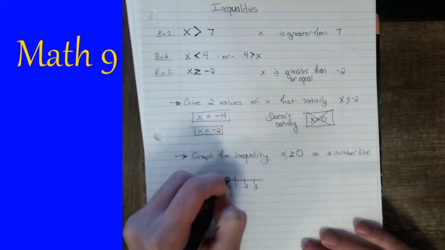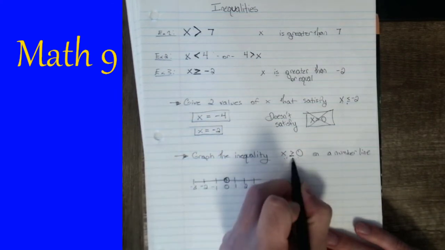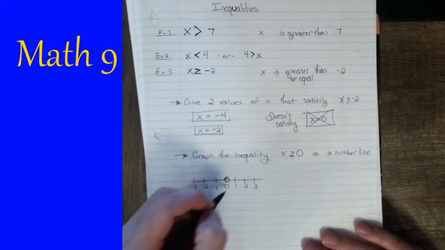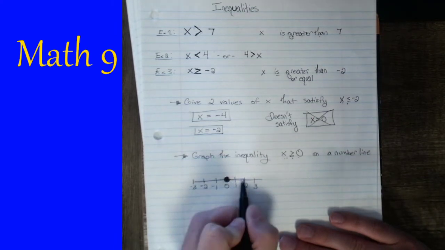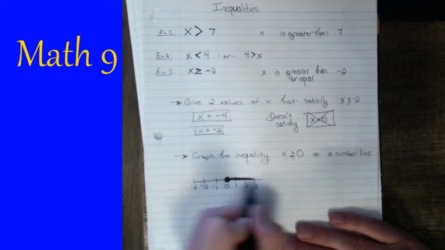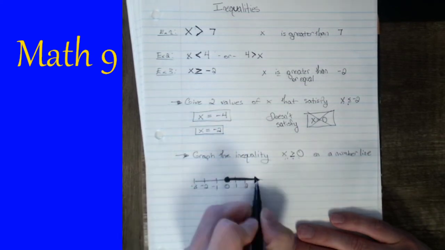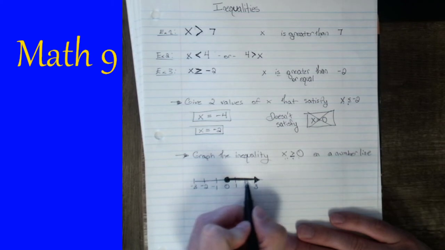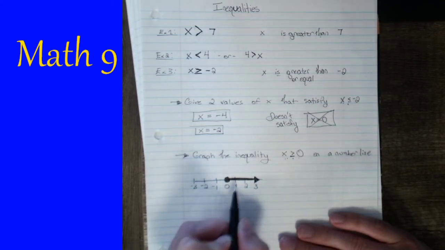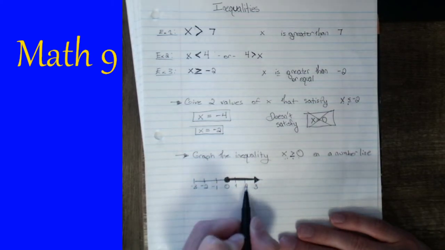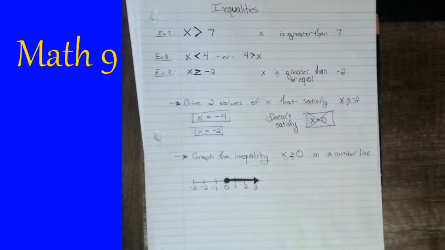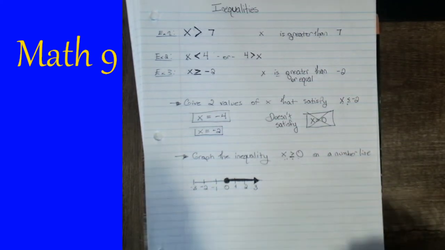we start at 0. If x can be equal to 0, which it can in this case, we shade in that dot where we start, and then we draw an arrow to everything that would satisfy that inequality. The arrow pointing to the right means it continues onward. So 1 is greater than or equal to 0, so is 2, so is 3, so is 4, and so forth. Okay.